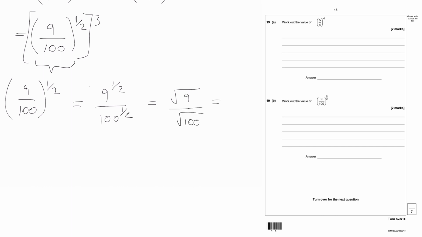So plugging this back in to the original expression, we now have 3 over 10 cubed. And again, we can apply this cube to the numerator and the denominator. So this becomes 3 cubed over 10 cubed, which is 27 over 1,000.